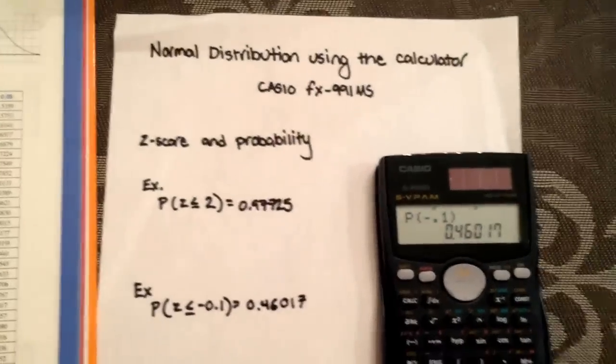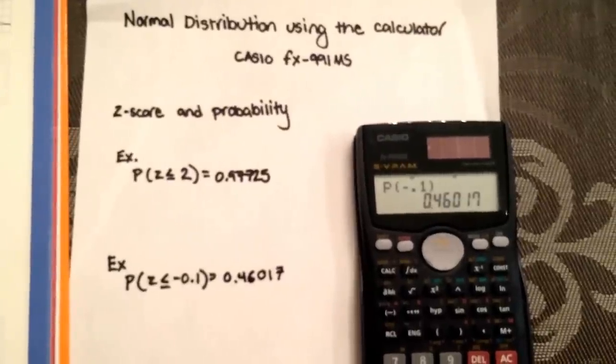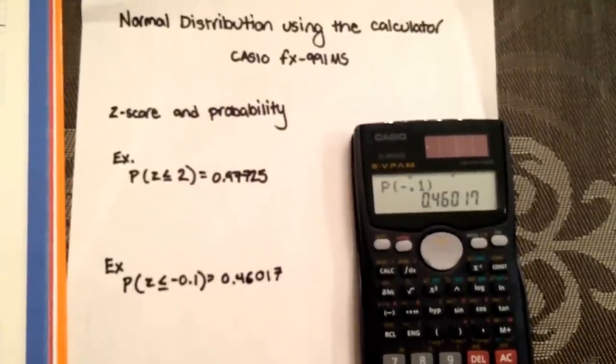And there you have it. That's how you would use the calculator to actually get your Z-score values using your Casio fx-991MS.